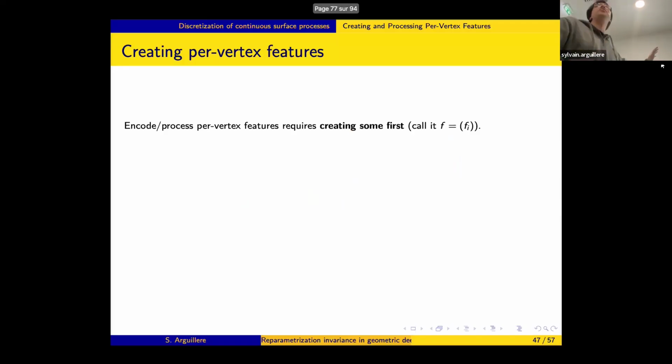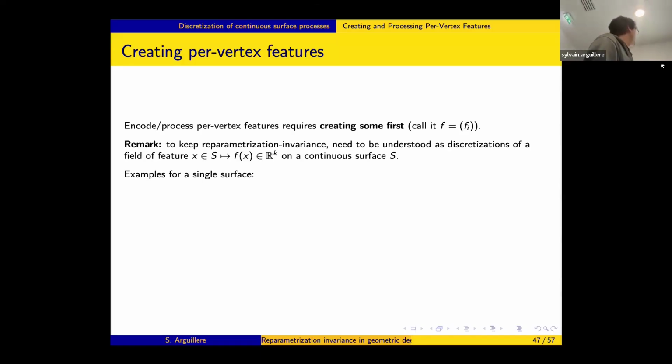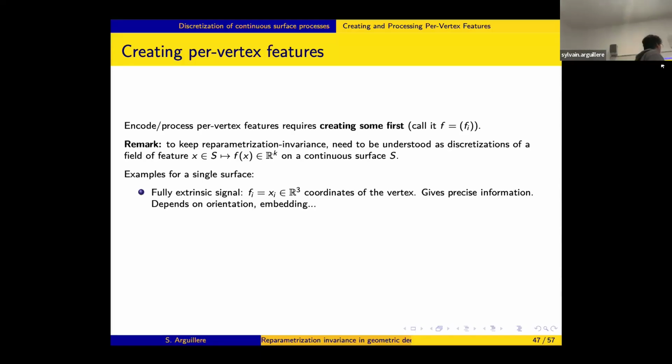So the first thing to do is to create some kind of per vertex feature, and we still want it to be created in such a way that it's consistent with a change of mesh. Actually, that's not too hard. The first thing to do is just, as the initial feature field, you just take the coordinates of the vertices, right? If you change a mesh, the coordinates change a little, but as representations of a continuous function, they represent the same function, the same surface.